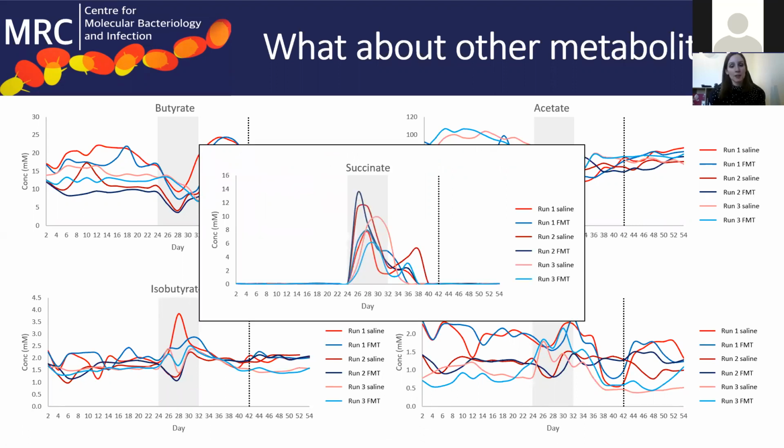But one metabolite that was very interesting was succinate. There was interestingly a sharp increase in succinate with antibiotics, but then it recovered to baseline levels before FMT was given. Previous studies have shown that succinate is increased with antibiotic treatment in mice, and it's also shown that C. diff can use succinate as a food source. So it's possible that because we killed members of the gut microbiota that use up succinate, it allowed C. diff to come in and use succinate to promote its own growth.